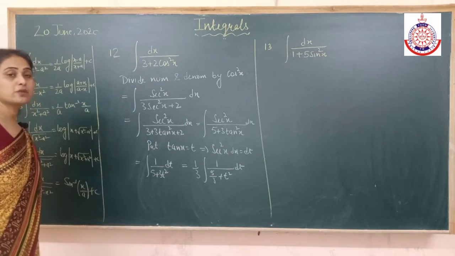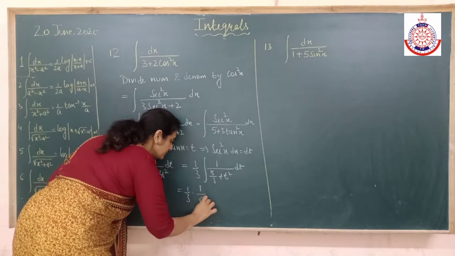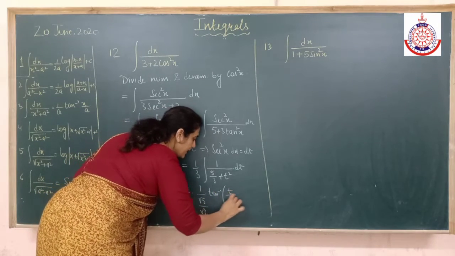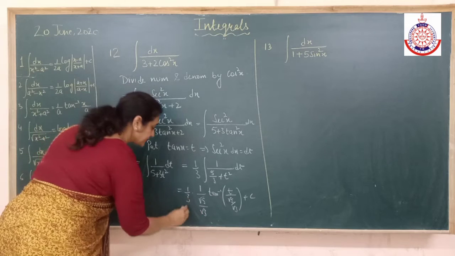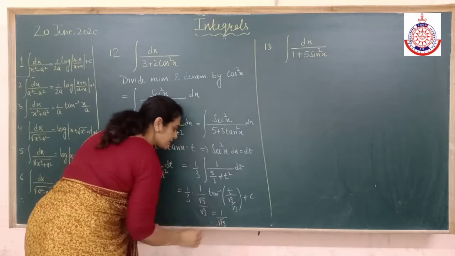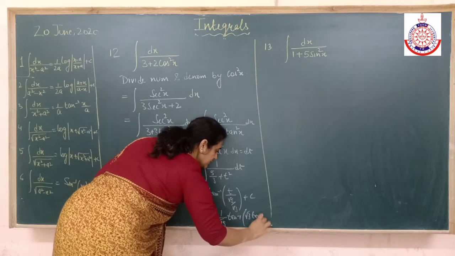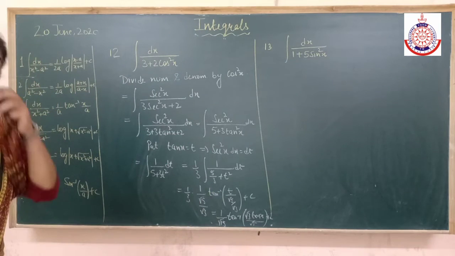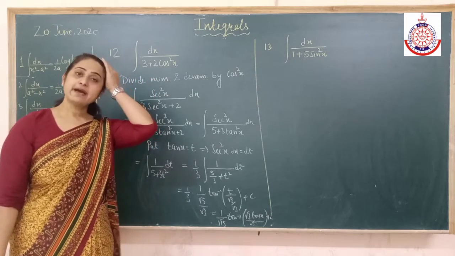Which form? 1 upon x square plus a square, tan inverse. So 1 by a, because it will come in root, tan inverse x by a. Put the values back. It will be root 3, so root 15, and root 3 will go up, and put the value tan x by root 5 plus c. Alright, so the key step is divide numerator and denominator by cos square.